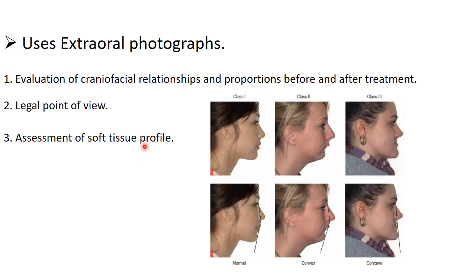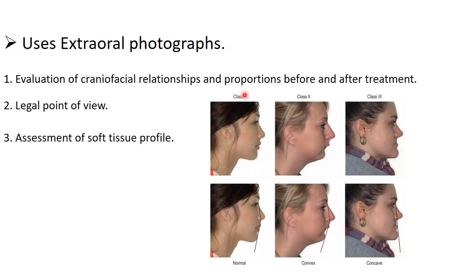So what are the uses of extraoral photographs? They are used for the evaluation of craniofacial relationship and proportions before and after treatment. From the legal point of view, we have to take a photograph, and for the assessment of soft tissue profile, for example, in these cases. So we can assess whether the patient has a convex or a concave or normal profile with the aid of photographs.